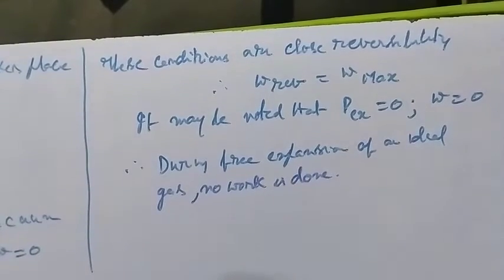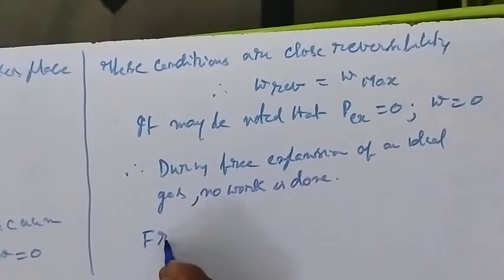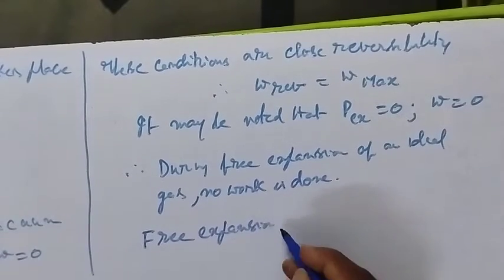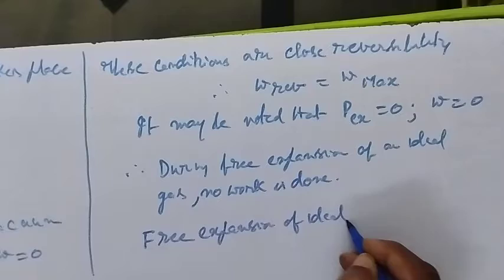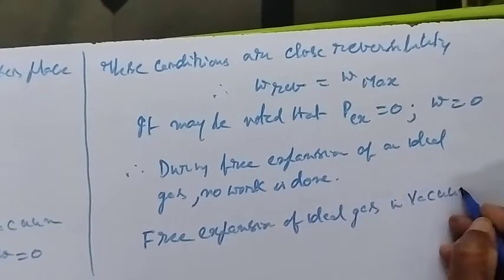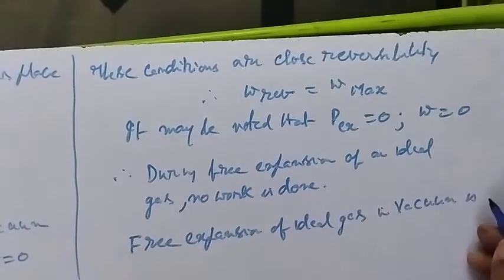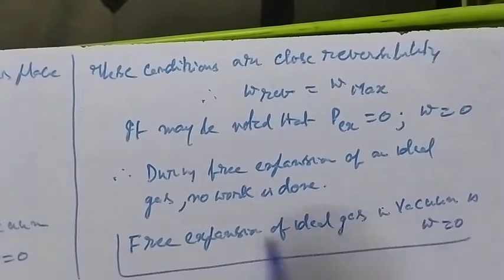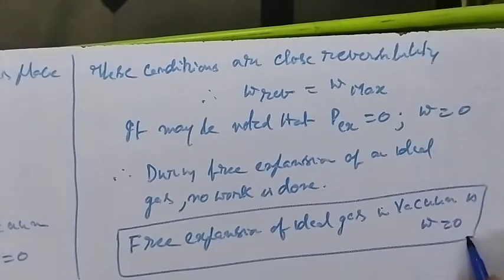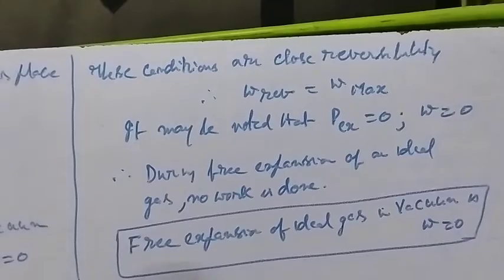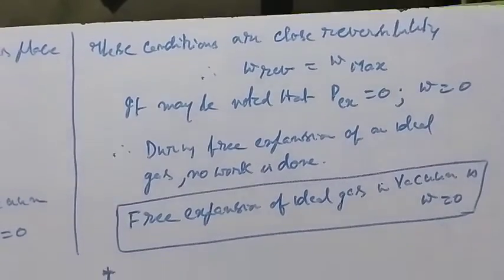So this we already discussed. Therefore, free expansion of ideal gas in vacuum is W equal to 0. This is the important point which you have to keep in mind. Right. Now let us see the next condition.